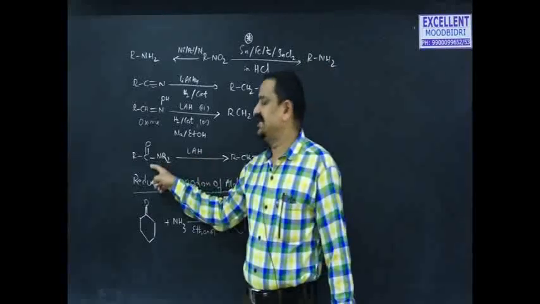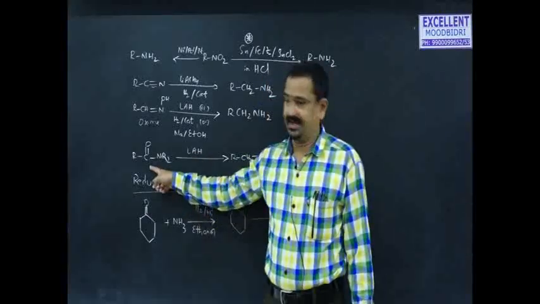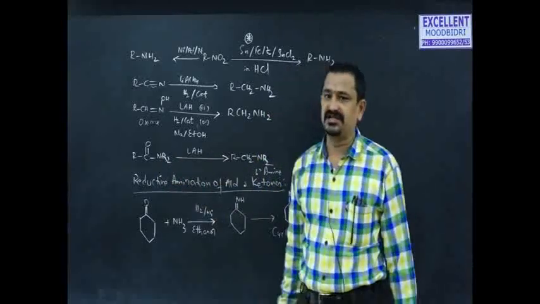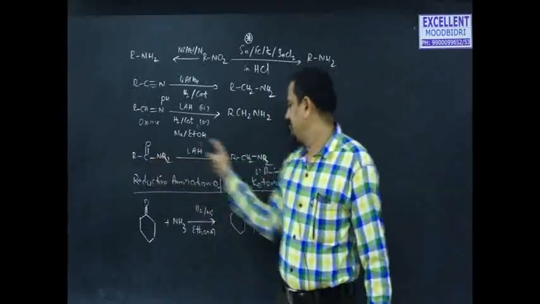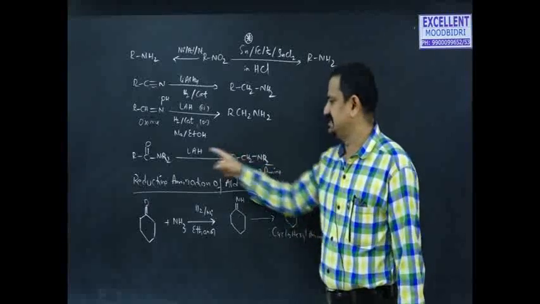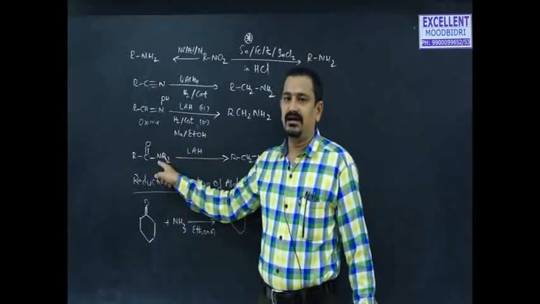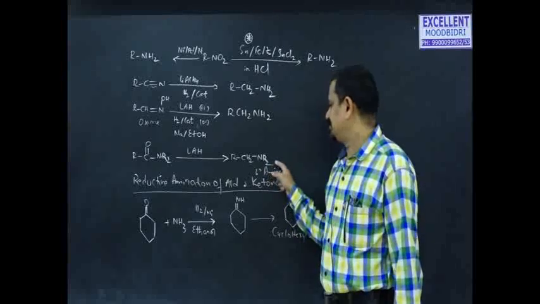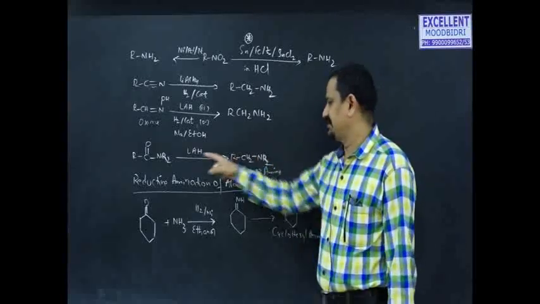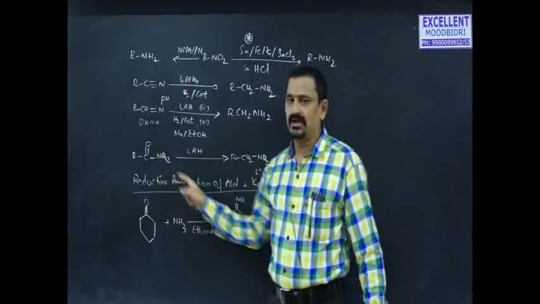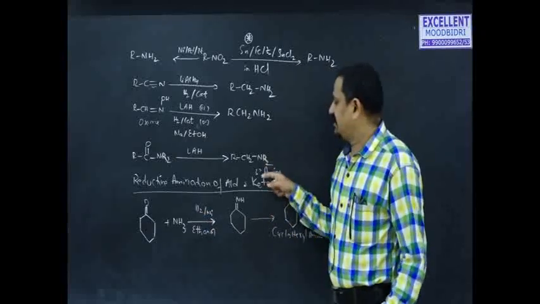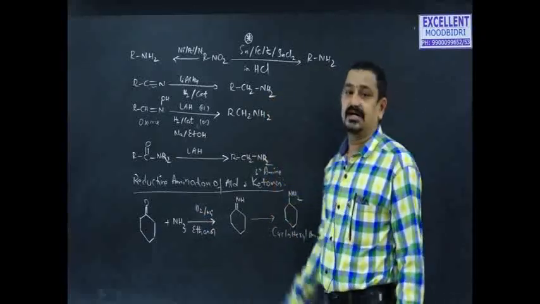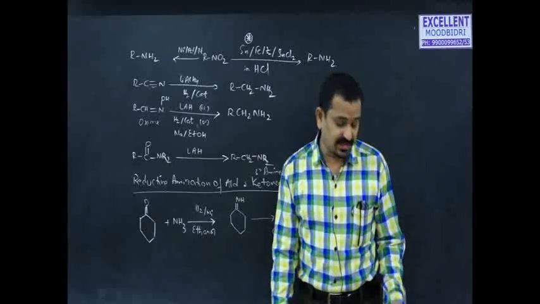Similarly, this is an amide. Amide when subjected to reduction with lithium aluminum hydride gives the corresponding amine. Of course, here it is a tertiary nitrogen, a tertiary amine, because it is connected to two carbon chains. These are all without any change in the carbon chain.